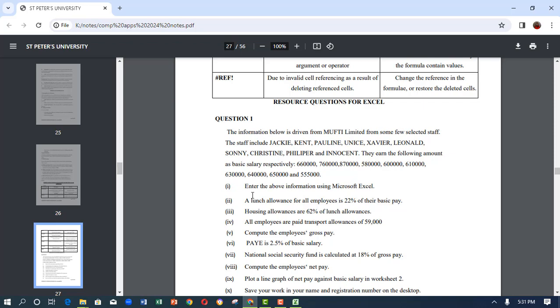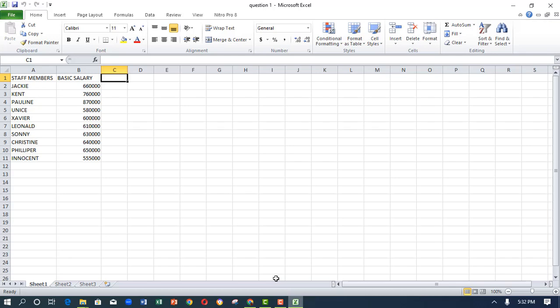So now we're going to use a function in this case to calculate the lunch allowance, but they are telling us that they are calculating the employees' lunch allowance based on their basic pay or their basic salary. So how do we do that? You come back in your file, okay? First of all, we're going to rename this column, or we're going to give it a name, a label, and we call it lunch allowance.